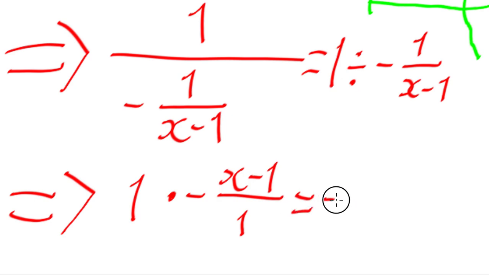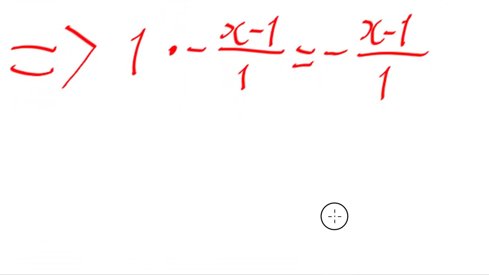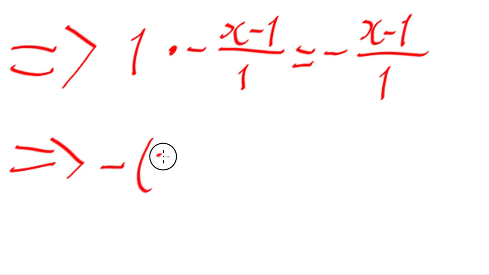So what we have is negative x minus 1 all over 1. Another concept, any number divided by 1 is still the number itself. It's just simply the opposite of the identity property of multiplication. Actually, in other words, it is still the identity property. So x minus 1 divided by 1 is going to give us x minus 1. But don't forget the negative sign outside. So negative, x minus 1. Okay.